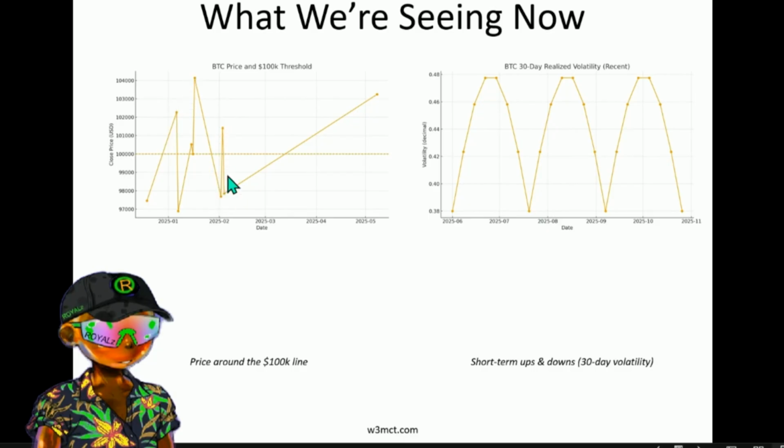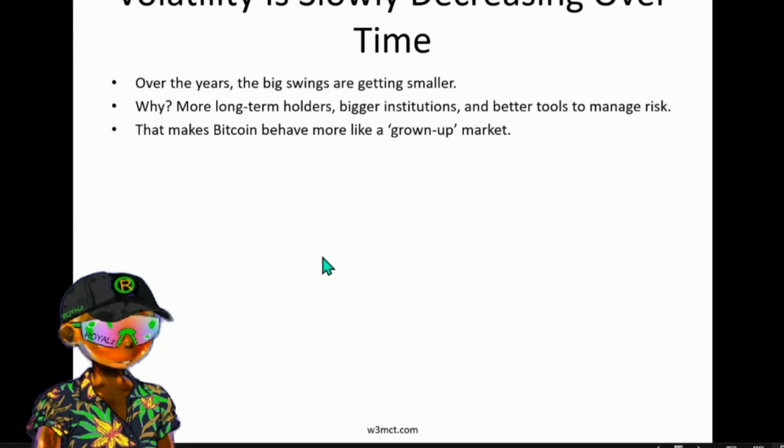Came down, right? This is everything close to 100,000. And really you can see some kind of sporadic, but the volatility recently in the 30-day has been between about 38 to 48. And that is interesting, right? Because I'm going to show you some more information.